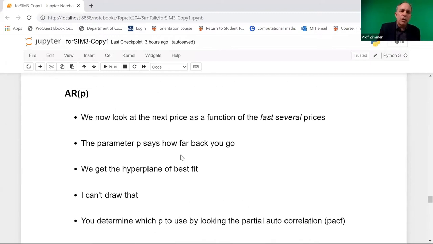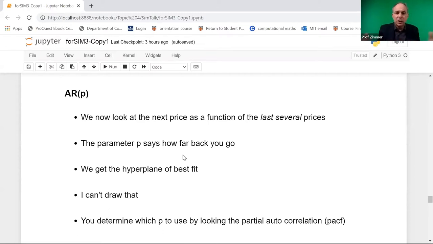So we then move on from that. That's just that AR1. That's the only one I can draw, but I actually couldn't draw it today. It's just looking at each function number as a function of the number that came before.